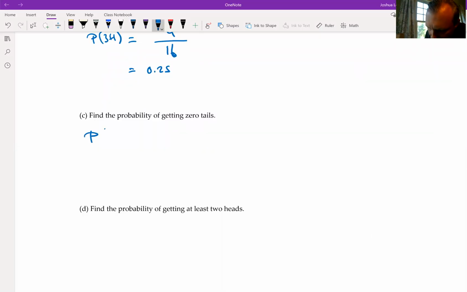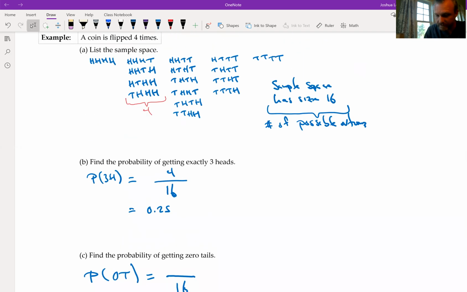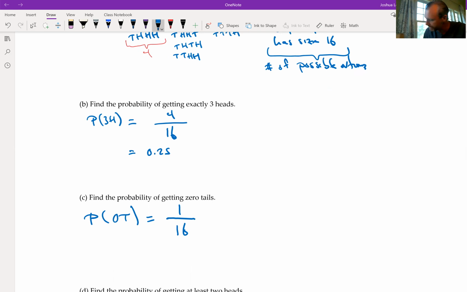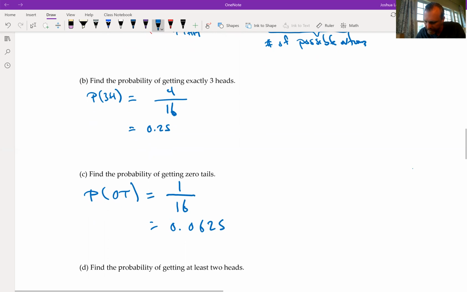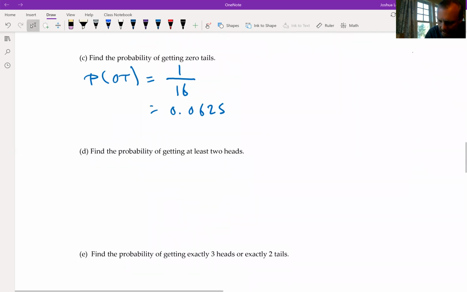All right, how about the probability of getting 0 tails? Well, that's going to be the same as getting all 4 heads. So how many outcomes have 0 tails? Just 1. So this probability would be 1/16, which if you want, you could convert to a decimal. No problem doing that. 0.0625.